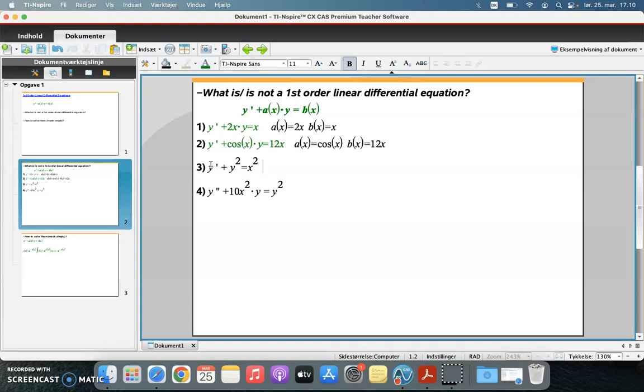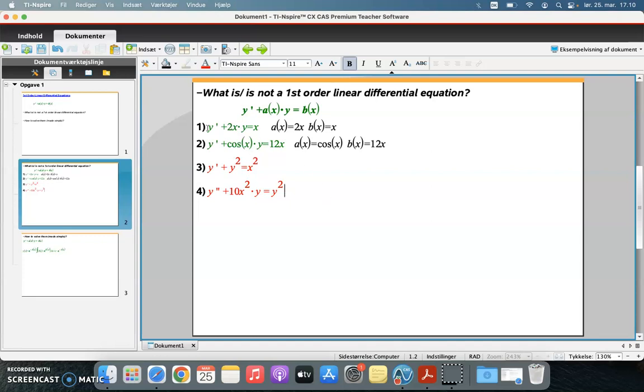The next one, so far so good with the y differentiated, but then here we have y squared, and this one should only be y. So therefore this is not a first order linear differential equation. The last one here is neither, because you have y differentiated twice, and also here you have y squared, and it should be b(x) here. So these two are first order linear differential equations.